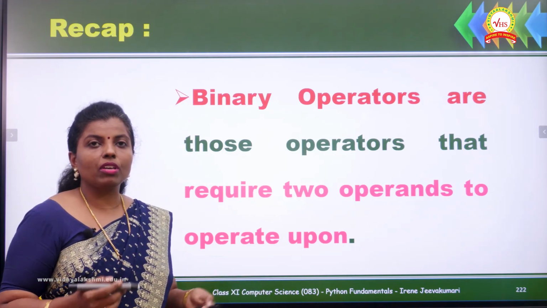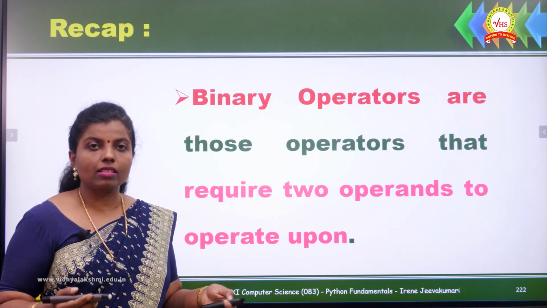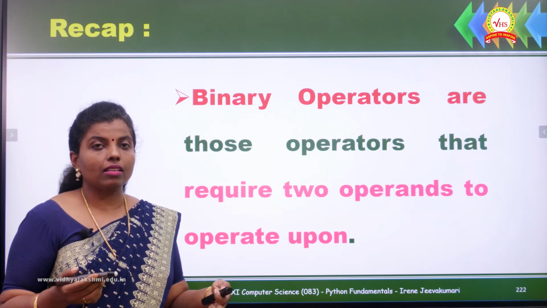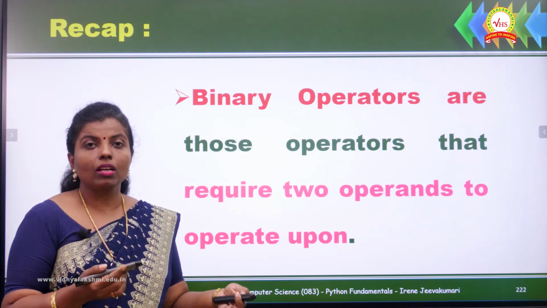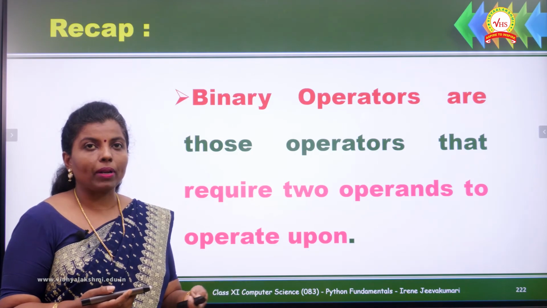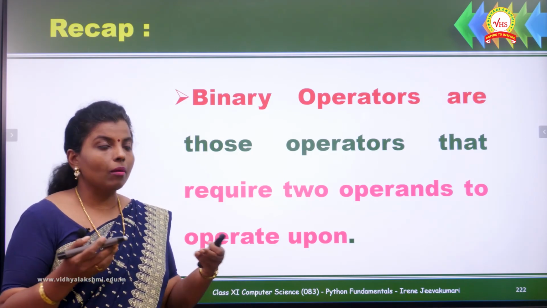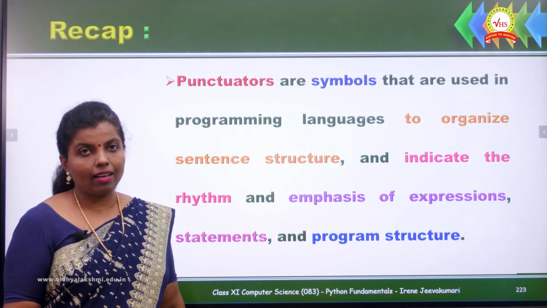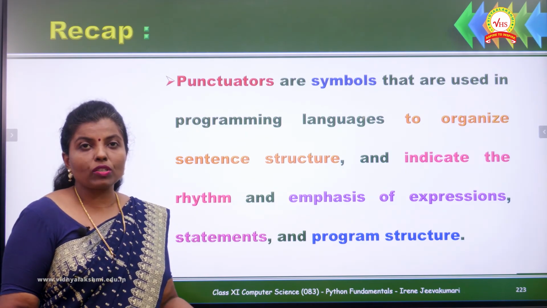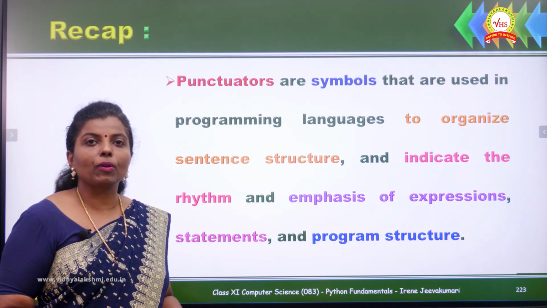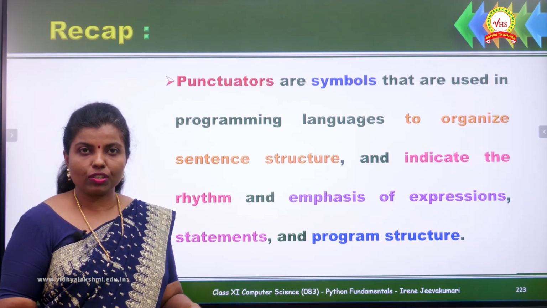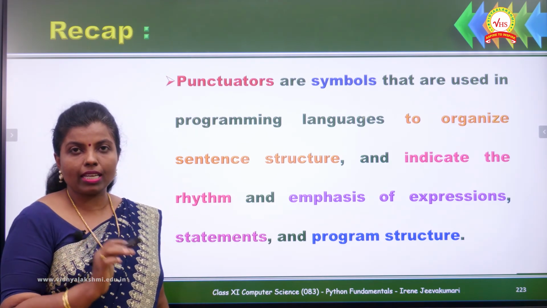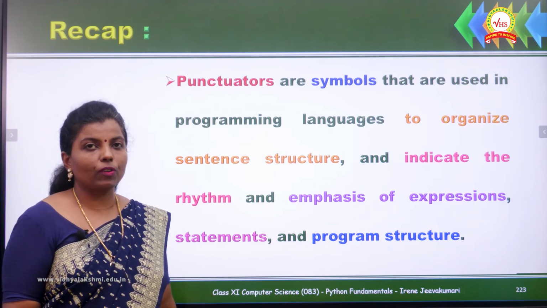In binary operators, we have learned about arithmetic operators, logical operators, relational operators, comparison operators, and also bitwise operators and membership operators. All these are the binary operators of Python. We have also learned about the other token, punctuators. Punctuators are symbols that are used in a programming language to organize the sentence structure and to indicate the rhythm and emphasis of statements, expressions and program structure.